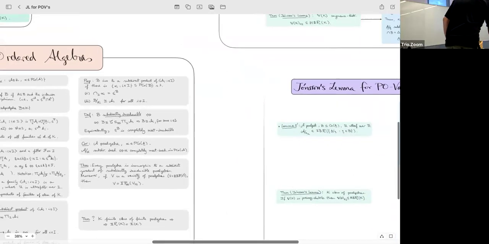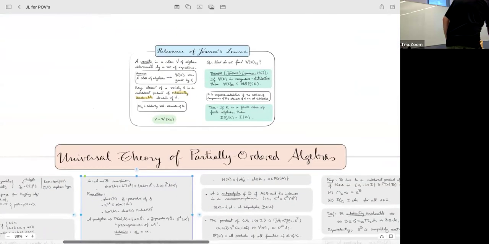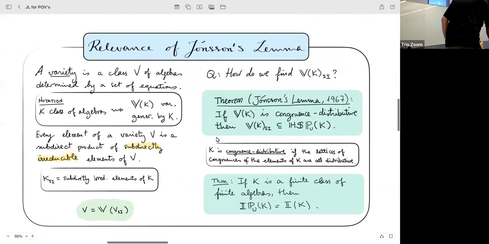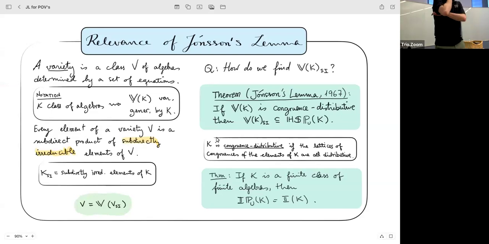So let's go then to the relevance of this theorem. Why is Jónsson's lemma important? In order to understand this lemma, we need to know a few concepts. I know that many of you probably know all these concepts, but for the sake of the ones who don't, I'm going to repeat. So a variety is a class of algebras that is determined by a set of equations.